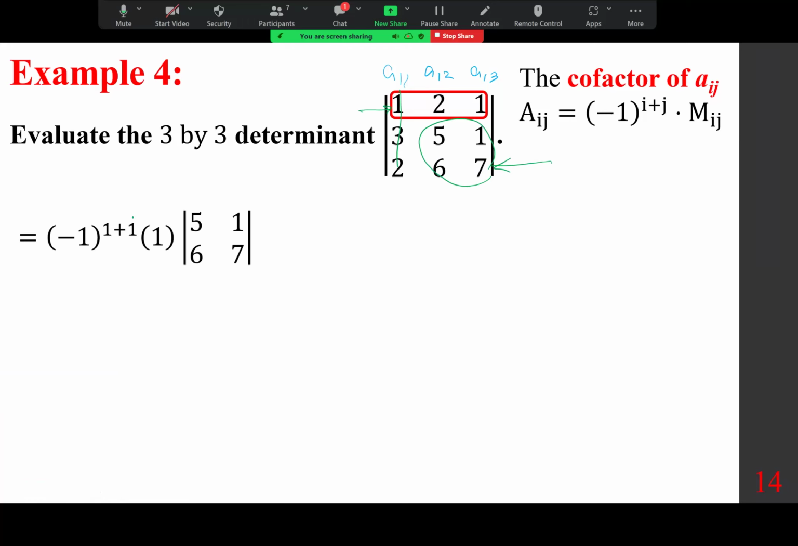And again, notice this takes a positive sign, right? So you don't have to write this, just alter. The next one must become negative. So we write plus -1 to the power of i plus j. For this one it is 1 plus 2. And then we have the 2.